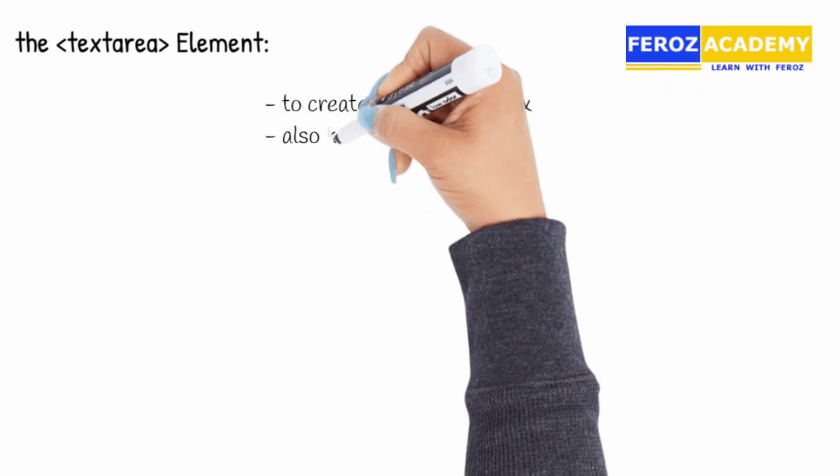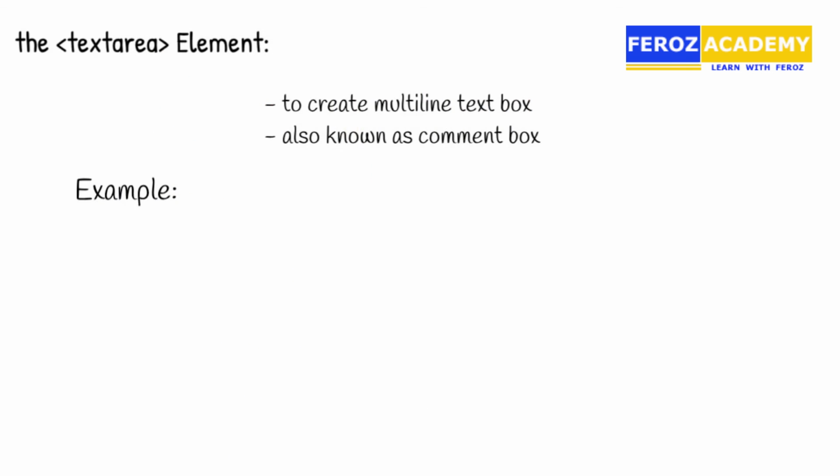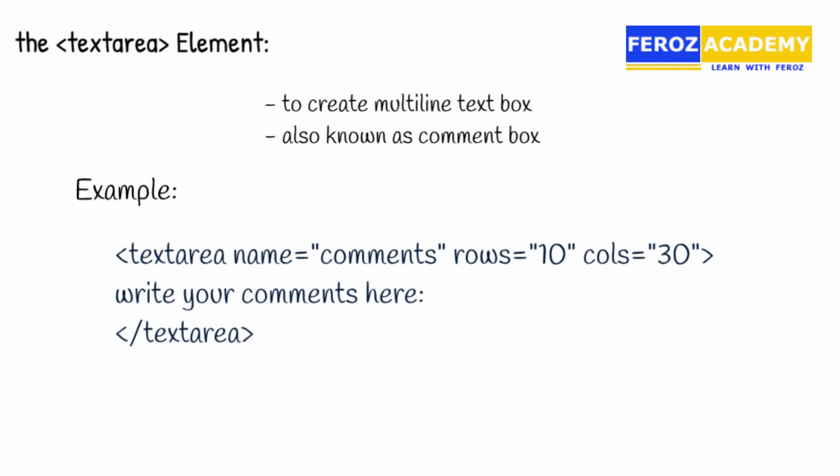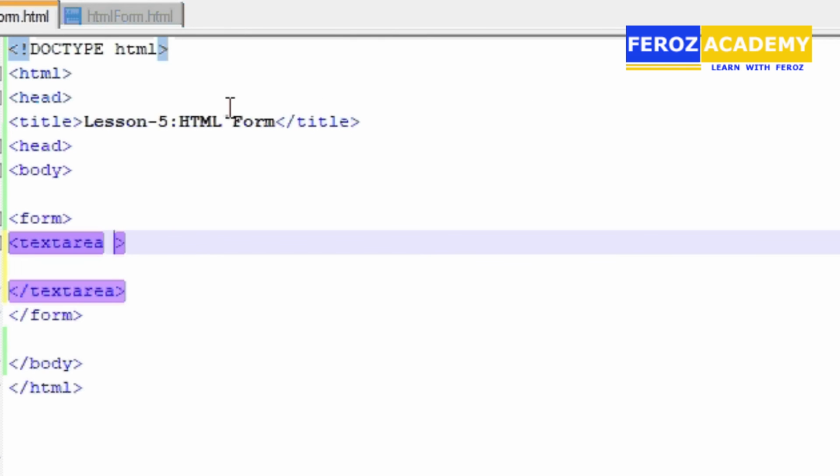The textarea element allows you to create a multiple line text box, which is generally used for customer feedback, comments, and so on. Besides the name attribute, the textarea element also takes rows and columns attributes to define the size of the text area in terms of number of rows and columns.